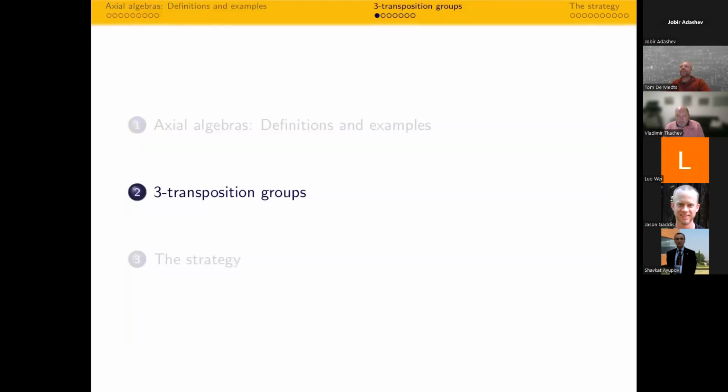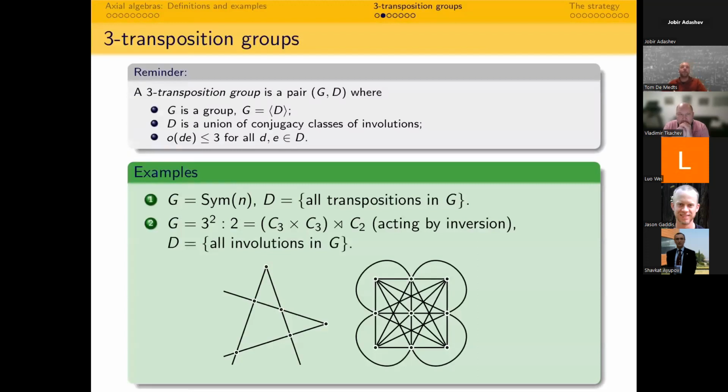Okay, so then we come to the next part, which is the free transposition groups. Let's go into some more detail. Let me recall the definition. The definition is that it's a group generated by a union of conjugacy classes of involutions, such that the product of any two elements has order at most 3.